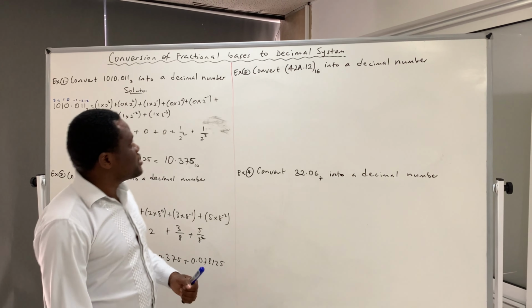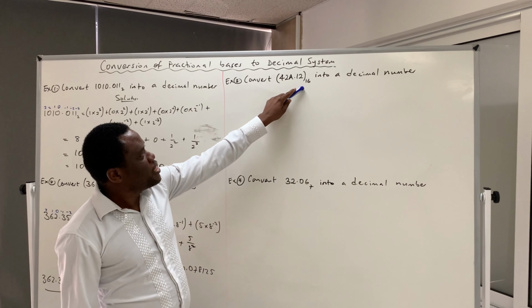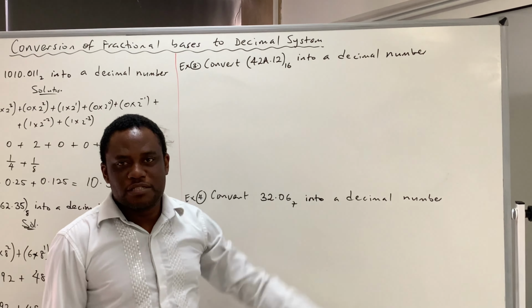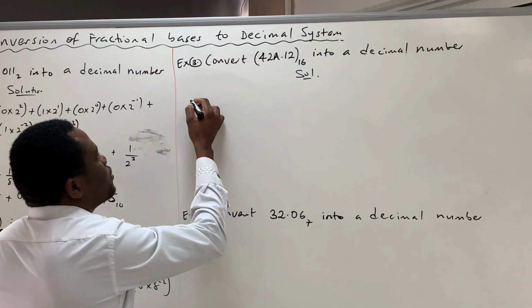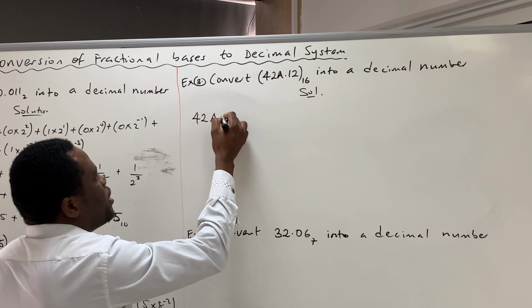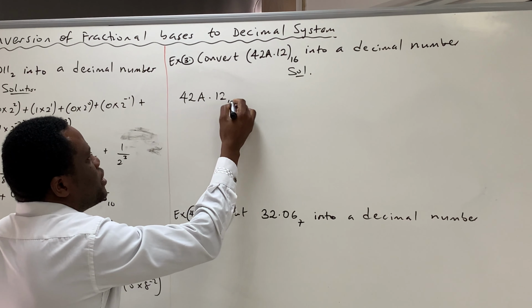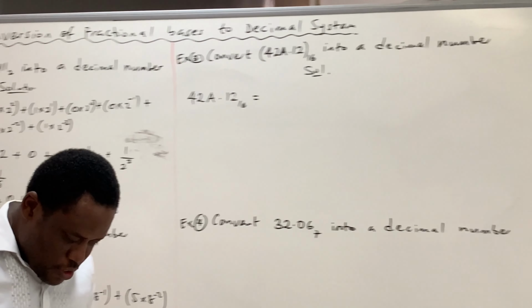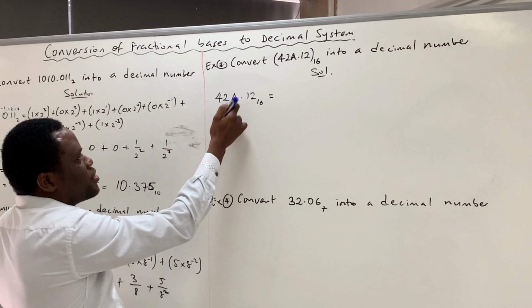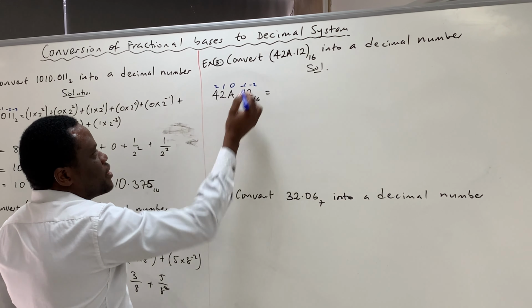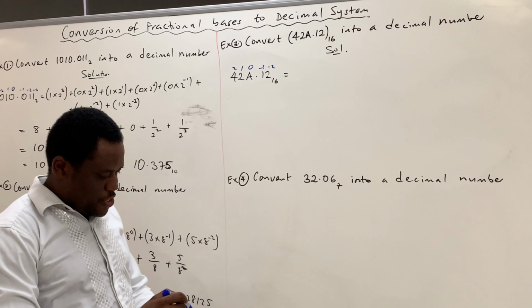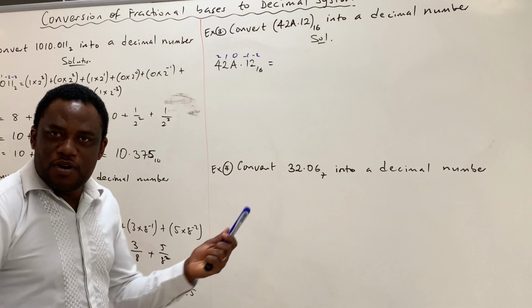Good. The next question is converting hexadecimal to decimal. Hexa, base 16. We have 428.12 in base 16, as usual. From the point, the positions are 0, 1, 2. After the point, they are negative, negative. Finish. Now, pick them one after the other.